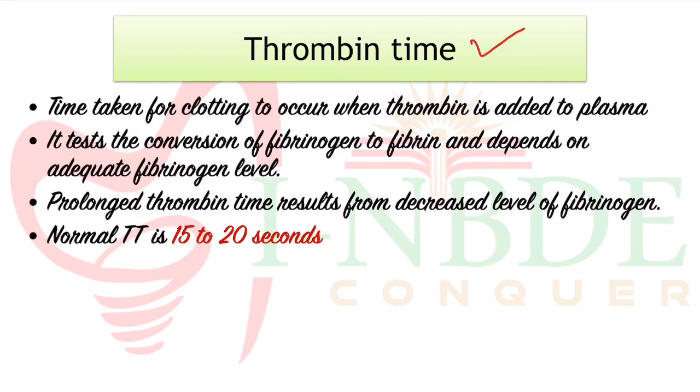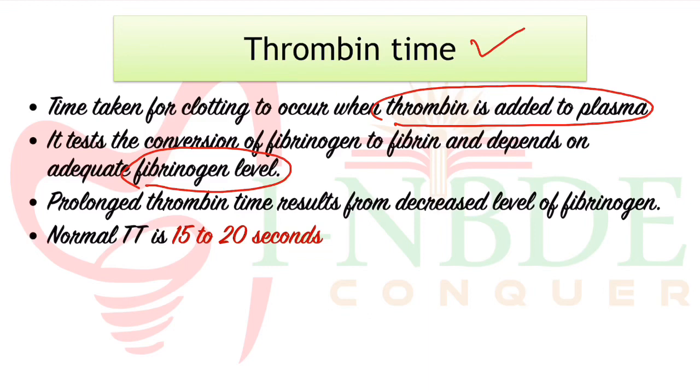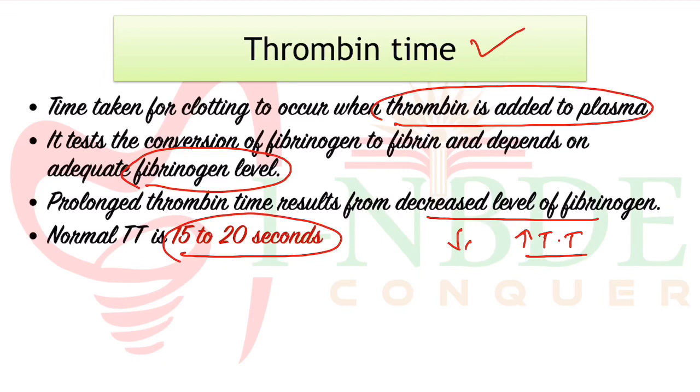So next comes thrombin time. Thrombin time is the time taken for the clot to occur when thrombin is added to the plasma. So how much time is it going to take? This tests the conversion of fibrinogen to fibrin and depends upon adequate fibrinogen levels. Whenever the fibrinogen levels are decreased, the thrombin time is going to increase. Normally it ranges from 15 to 20 seconds.